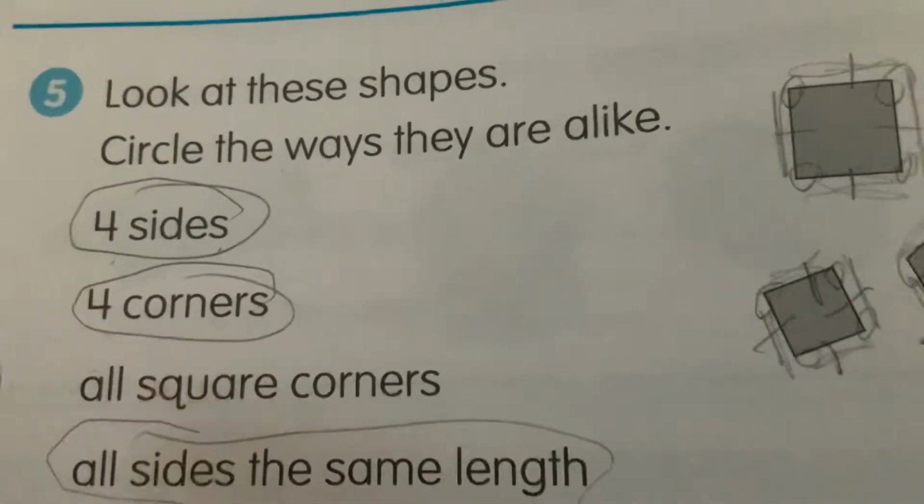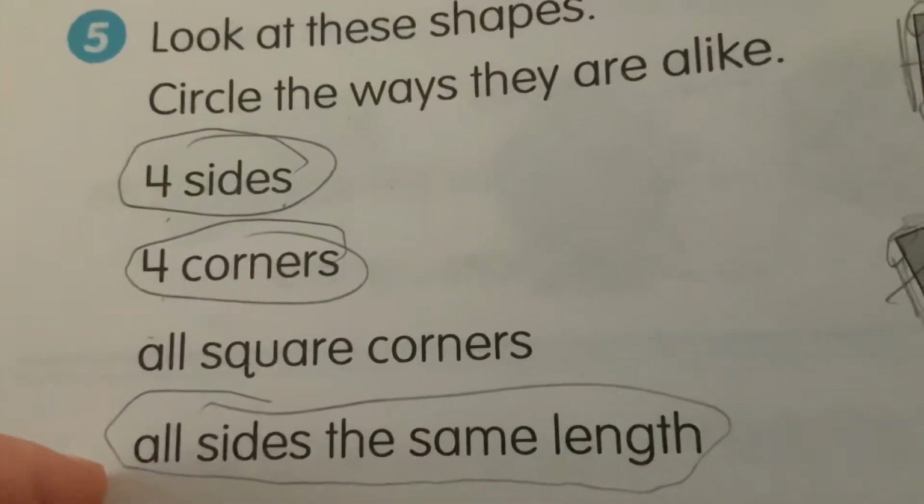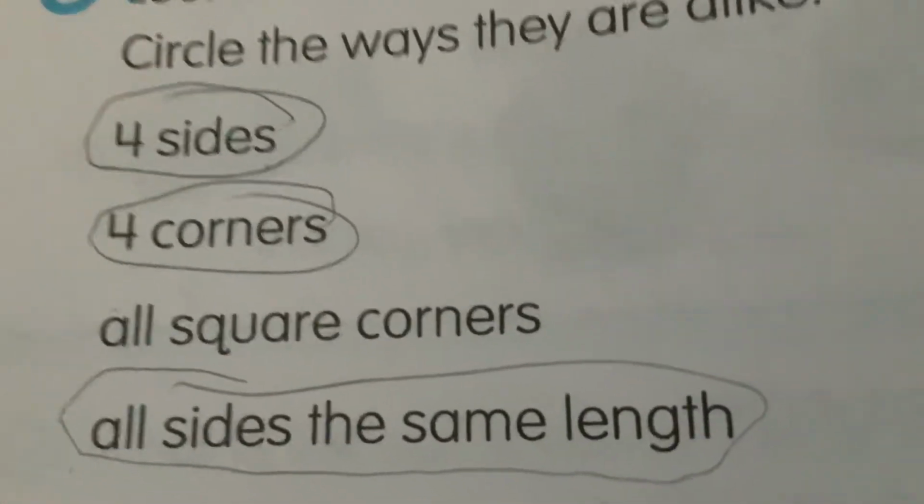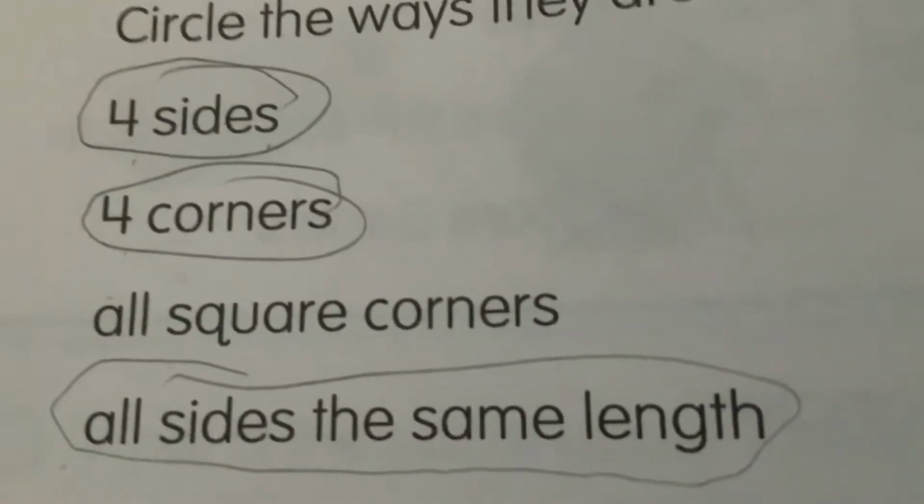So these are the attributes that these shapes have: 4 sides, 4 corners, all sides the same length. Okay, but they do not all have square corners. Now, if they all had square corners, what would that be? That would be a square.